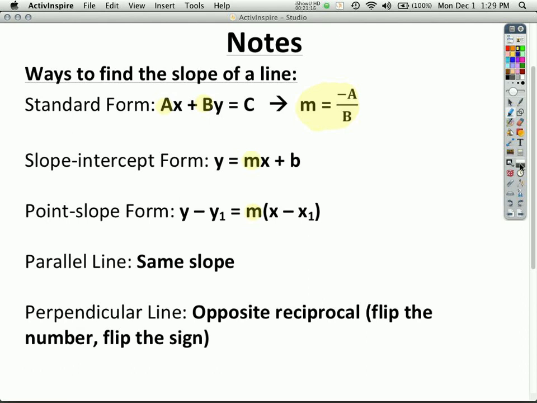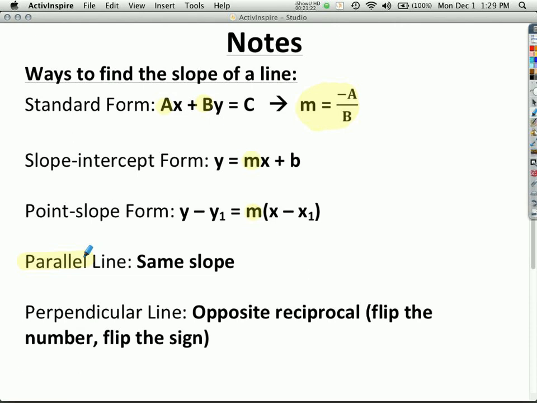While we're working today, when you see or hear the word parallel, you need to start automatically saying this to yourself. And when you see or hear the word perpendicular, you automatically need to be saying this to yourself: flip the sign, flip the number, or flip the number, flip the sign. It doesn't matter which order you do it in.